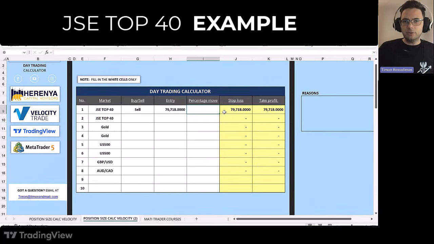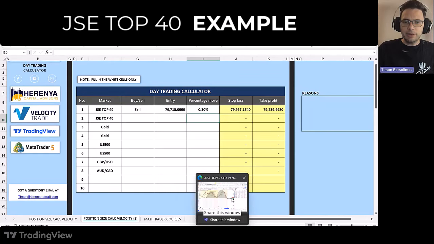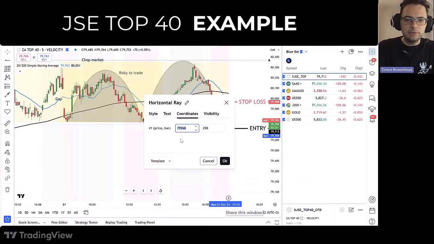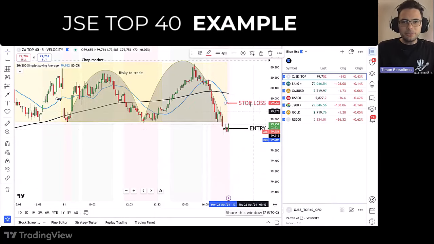Here's the kicker. When it comes to the JSE Top 40 with the multi-trader system, the percentage move that I like to use and is proven and profitable is 0.30%. So now this technically has created the stop loss for us now. 79957. So let's write that down. 79957. Okay. Pretty close to where we put it.